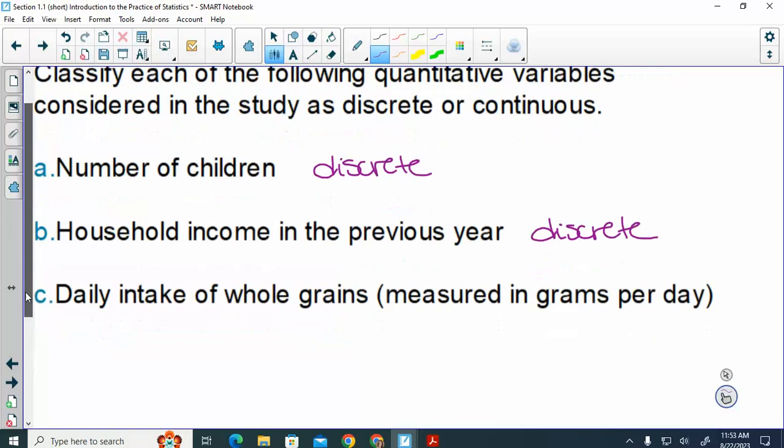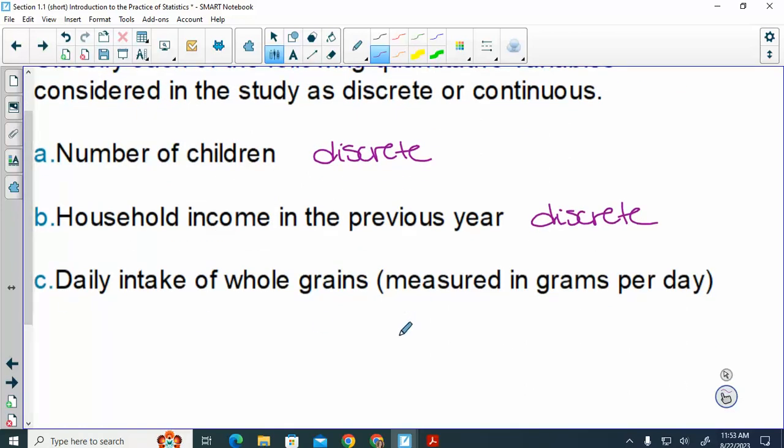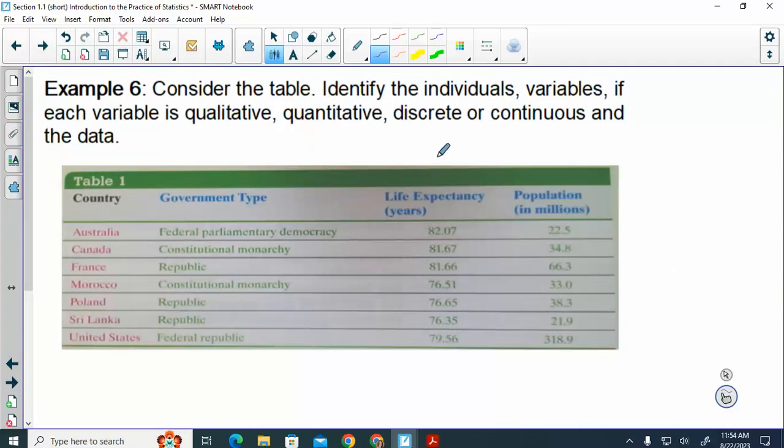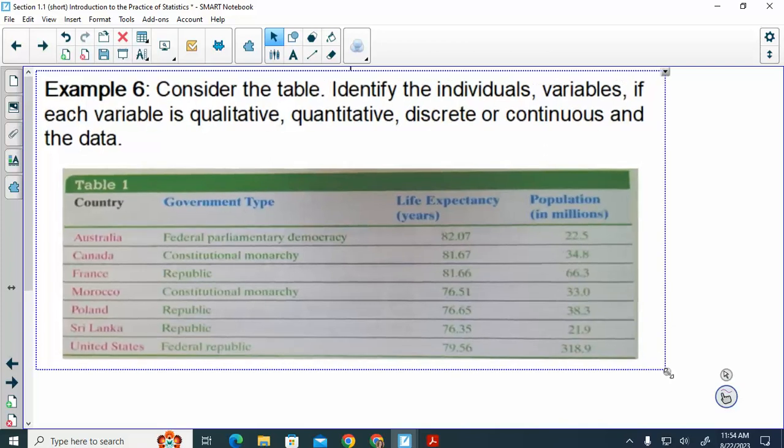Daily intake of whole grains measured in grams per day. That would be continuous because you could have a partial gram there and it's not set to only go to 1 or 2 decimal places. All right, we just have a couple examples that we're going to look at together still, and then we're going to do some individually. I apologize because I know this didn't print very well. It's kind of hard to read.